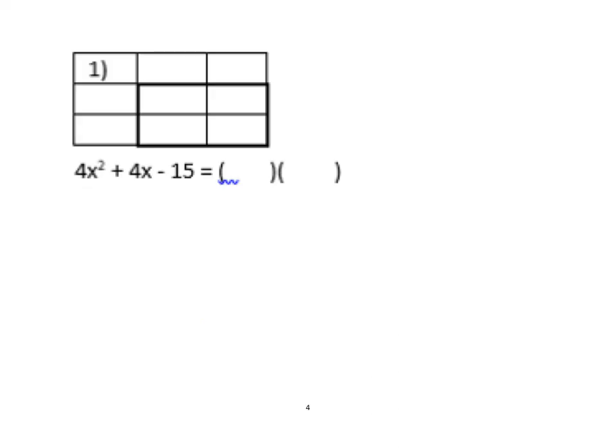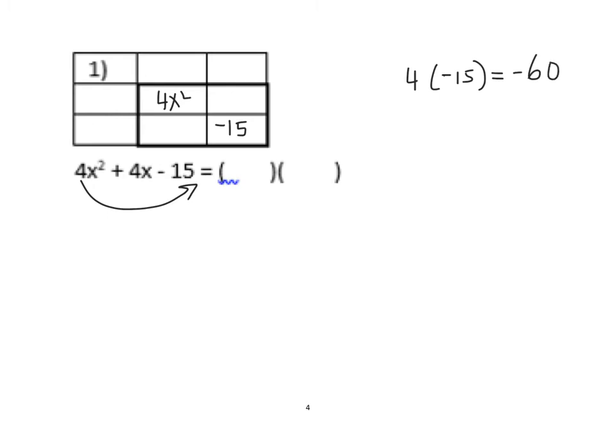Let's do another one here. So here we are given 4x squared. Put it in the right spot, 4x squared. And this is minus 15. Then I need to figure out what two numbers I can multiply to get negative 15, and when I add them, I get 4. Remember, I have to do a times c, which is 4 times negative 15. So this is negative 60.